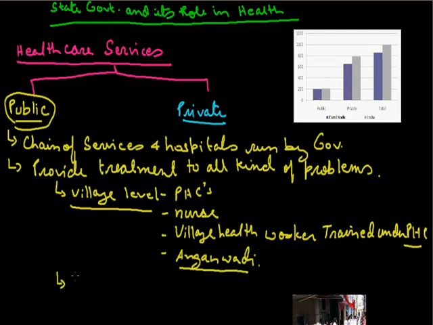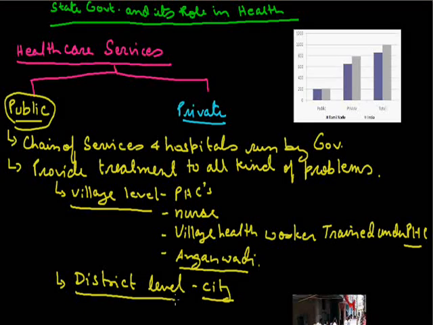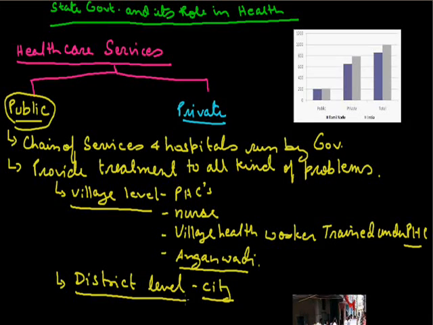Then we find district level. District level hospitals are supervised by the health centers. They are found in the main city, known as the civil hospital of that district. So from the district civil hospital to our village area, at each level, whether village level, block level, or district level, there are public hospitals and public healthcare services are provided by the government.